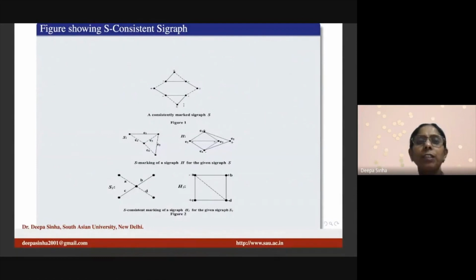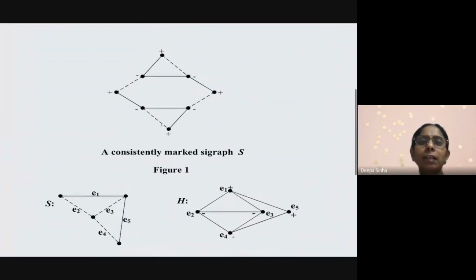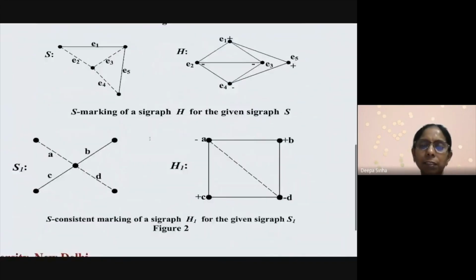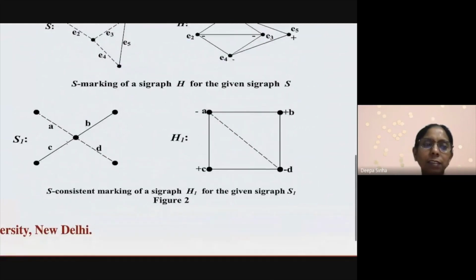So if you see here, this is a consistent marked graph because every cycle has an even number of negative markings. So this is one cycle, this is another cycle. So an even number of negative markings. So every cycle is having an even number of negative markings. Here this is the sign graph, and this is the line sign graph of this sign graph. So here the edges are taken as vertices A, B, C, D, and whatever is the sign on the edge, the same marking has been given to the vertex.